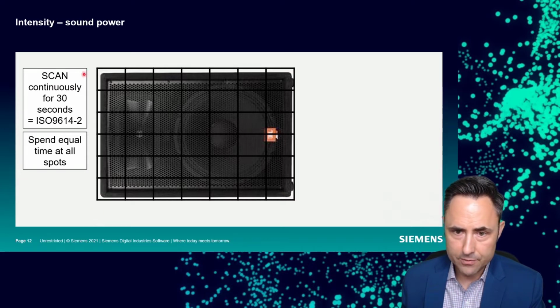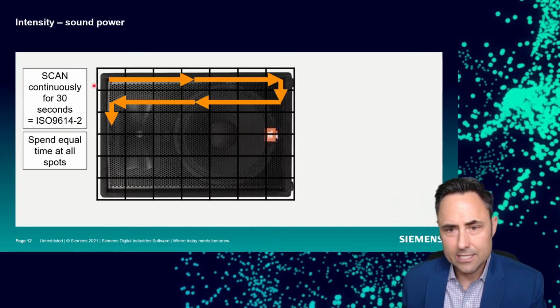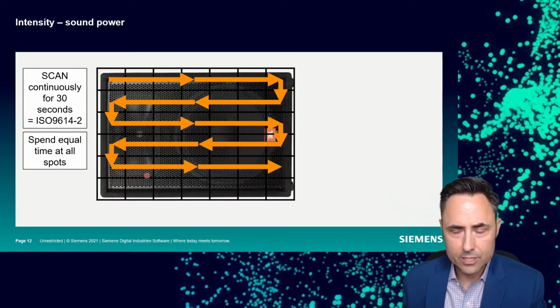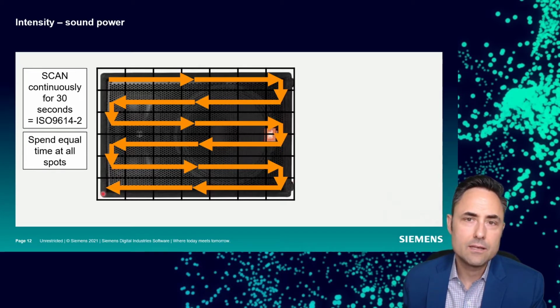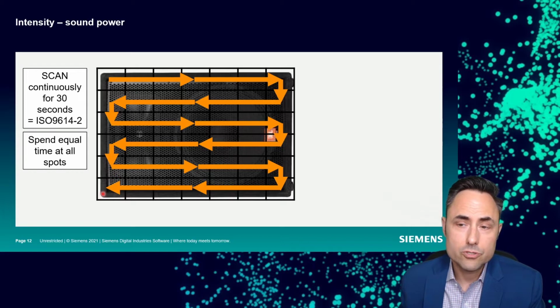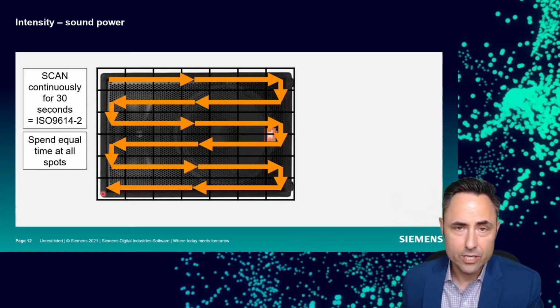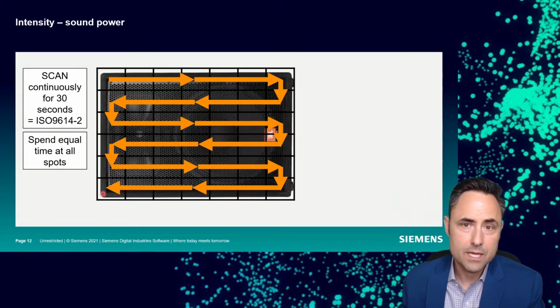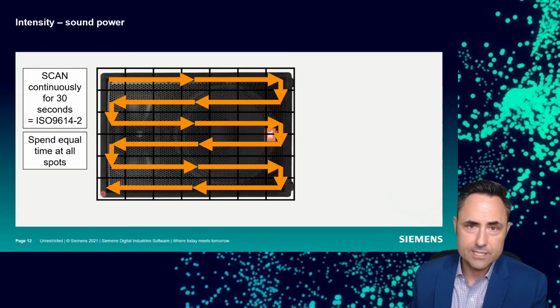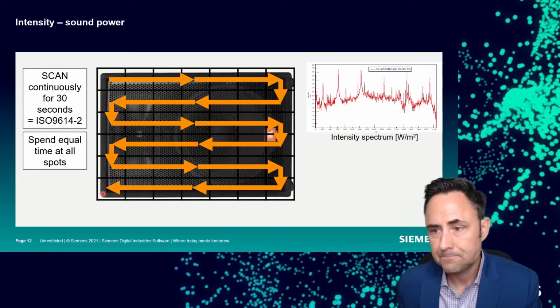You see I've set up here this grid, and I'm going to use 9614-2, which is the scanning method, and I'm going to try to scan continuously over all of these grid squares. I'm going to try to spend an equal amount of time at each square in my grid so that I'm not biasing my average toward any one location on my speaker. Okay, so I take one measurement, 30 seconds long, and I scan over the whole thing.